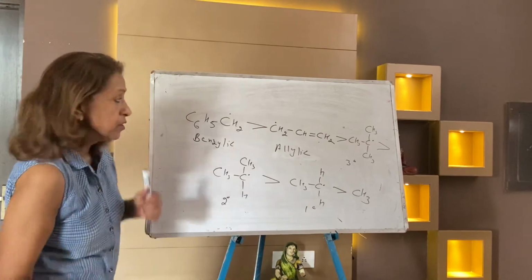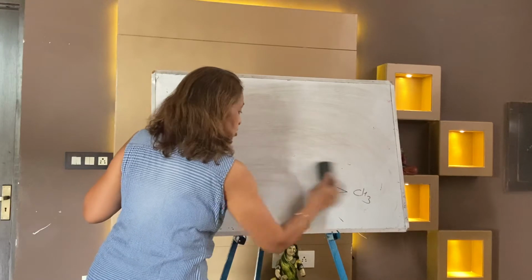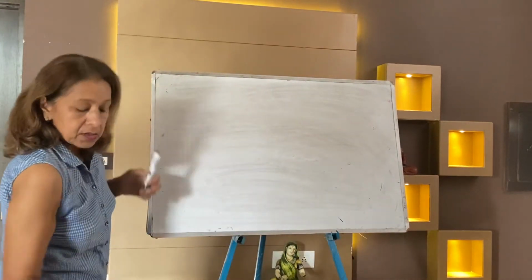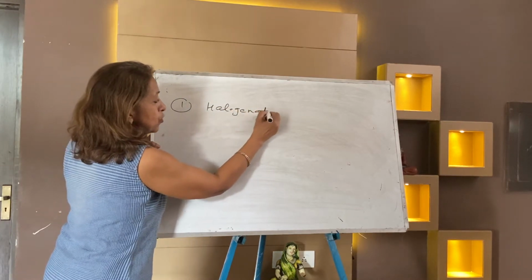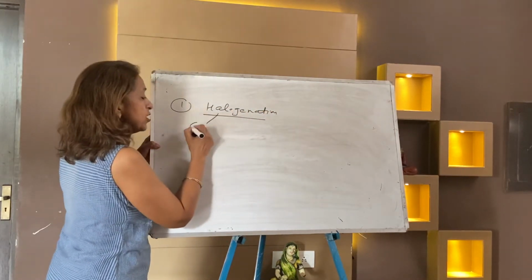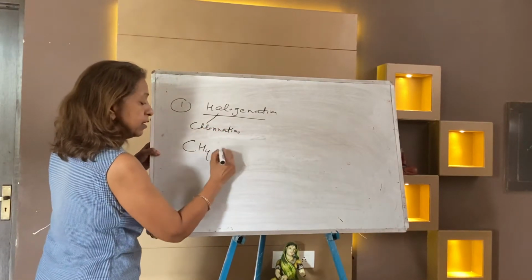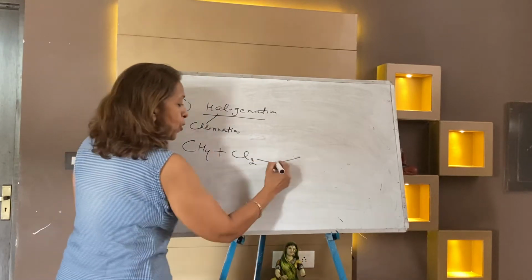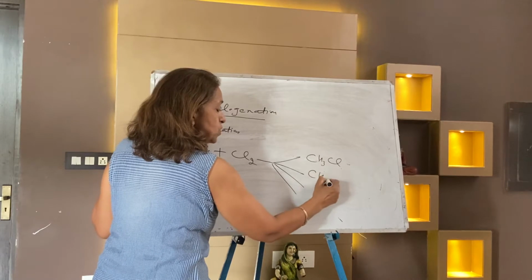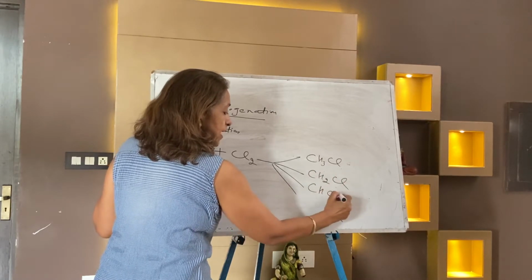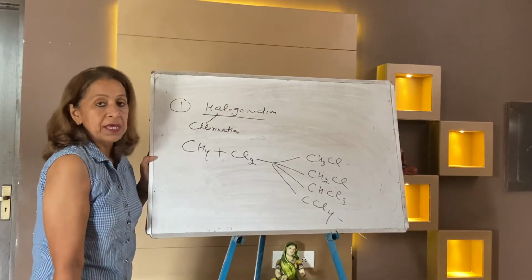And after that we write chlorination. Halogenation includes chlorination and bromination. The first topic is halogenation of alkane. The halogenation is chlorination that I've shown to you. If you do chlorination of methane, it forms 4 products: CH3Cl, CH2Cl2, CHCl3, and CCl4. So chlorination and bromination are the same.